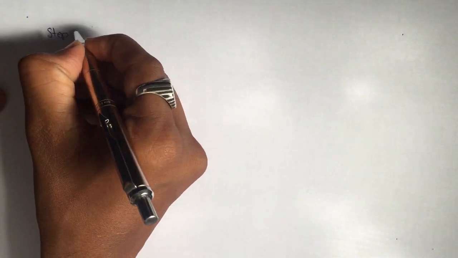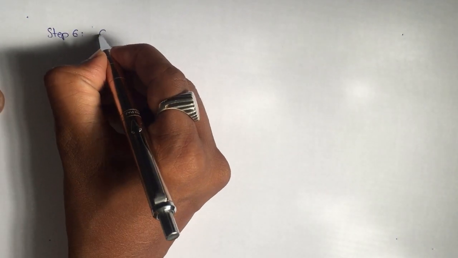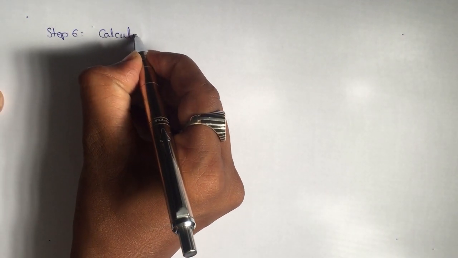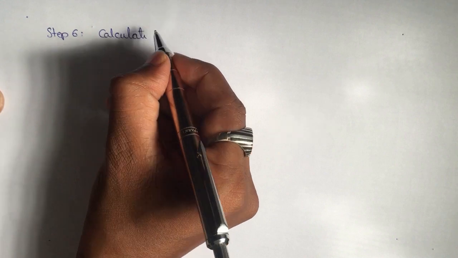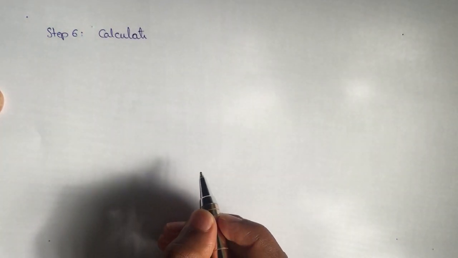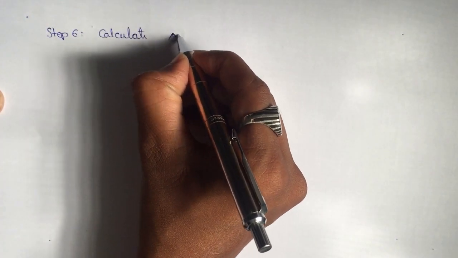In the next step, step number 6, we are going to calculate delta PK, the change in load.